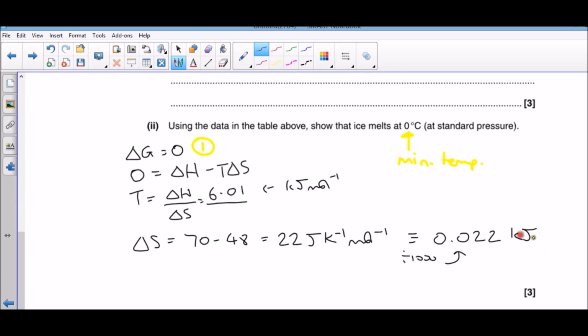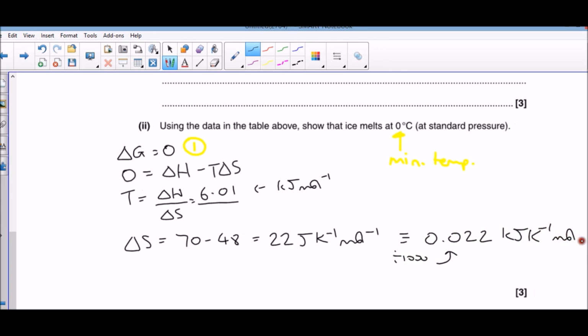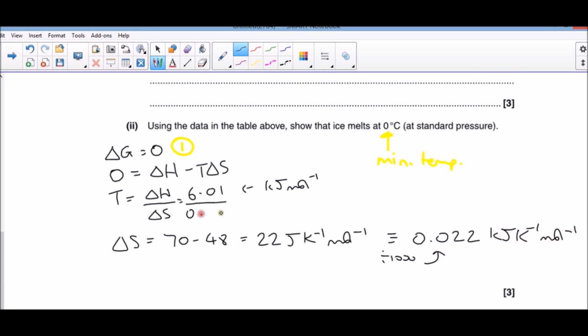And that's now in kilojoules per Kelvin per mole. And that can go up into this calculation here, and that gives us a final answer of 273 Kelvin, which is of course 0 degrees Celsius. So we've proved that ice melts at 0 degrees. That was the gist of this question.